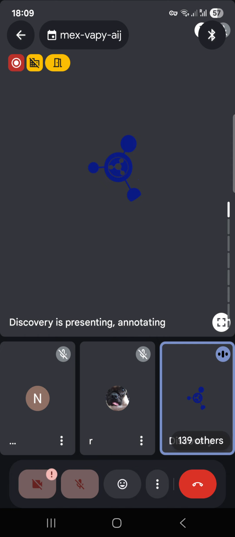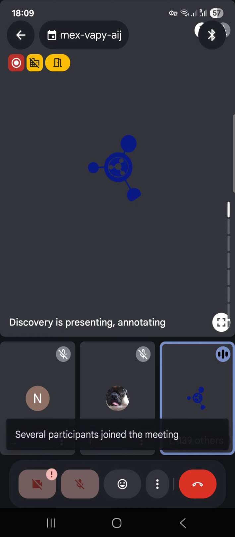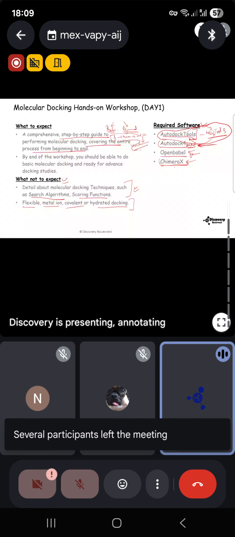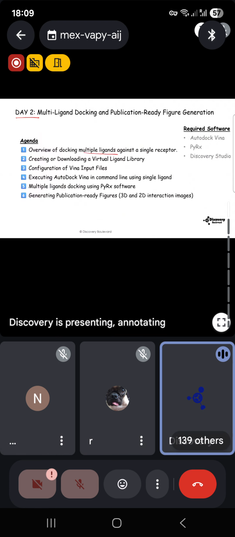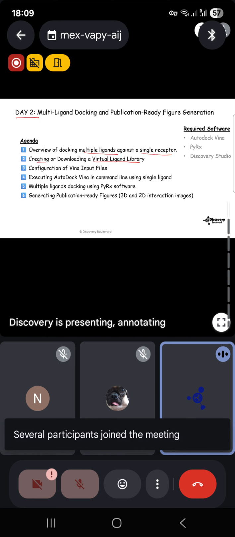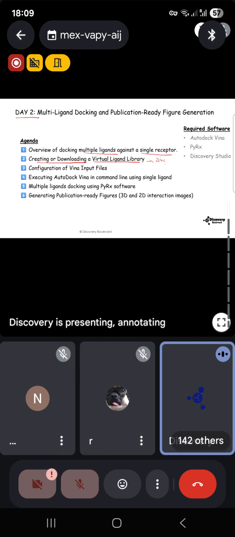Okay, so tomorrow for day two, this is a paid version. So this will be like day two paid one. We are going to discuss multi-ligand docking against a single receptor. First, before docking, we will download a ligand library. We'll see how to create a ligand library. We'll download it from the Zinc database.